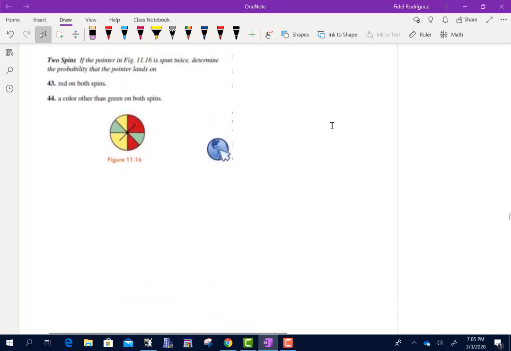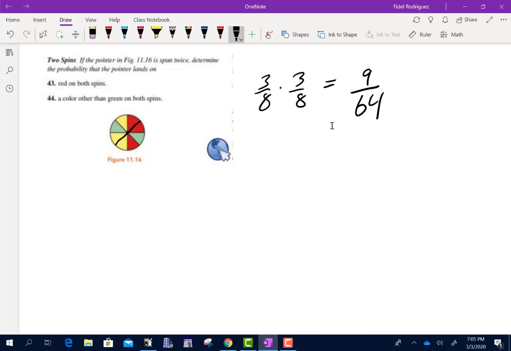All right, so last 2 problems. Let's take a look here, see if we can figure this out. I'm going to make sure that my circle looks good. There it is. So that circle is cut up into 8 equal pieces. So for 43, we want to get red the first time. So red the first time is going to be 3 out of 8. We're going to go red the second time, another 3 out of 8. That's going to give us 9 over 64.